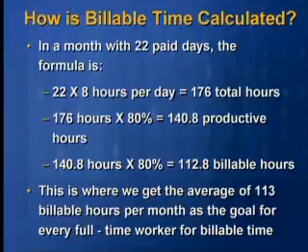80% of the productive hours is 112.8 billable hours in this case. And that's where we get the average of 113 billable hours per month as the goal for every full-time worker for billable time. This is the number that gets plugged into the budget each year.